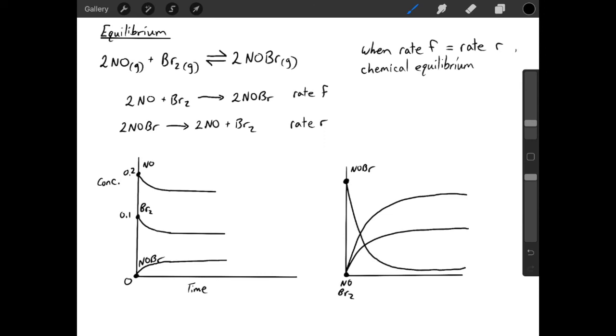And at equilibrium, the relative amounts of each material are always going to be the same, no matter if you start with all reactants or all products or a mixture of reactants and products. The relative amounts of each one will be the same. The absolute amounts can be totally different, but the relative amounts of product and reactant will always be the same at equilibrium conditions.